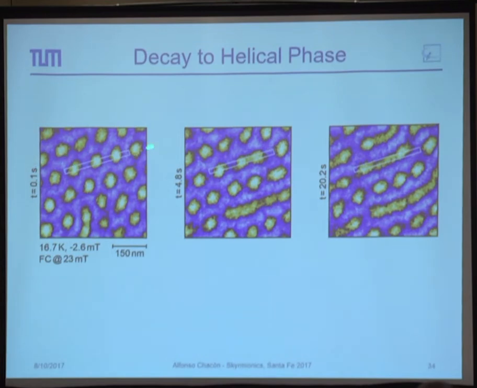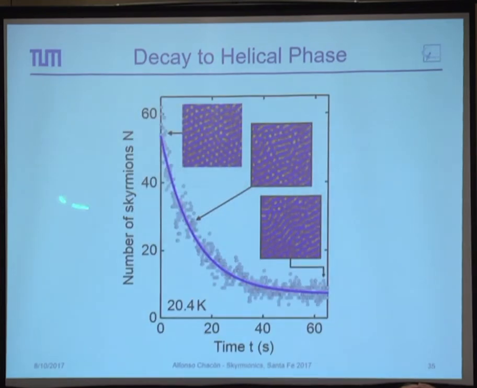The time resolution of this measurement is about 100 milliseconds. And if you concentrate on this area with the white rectangle, you see in the first picture there are 3 separate skyrmions, then the first merge, and then the third merge. If you look at other places on the image, there are mergings going on at different places on the sample. We then count skyrmions over time, and this is the decay of the skyrmion number that we observe.